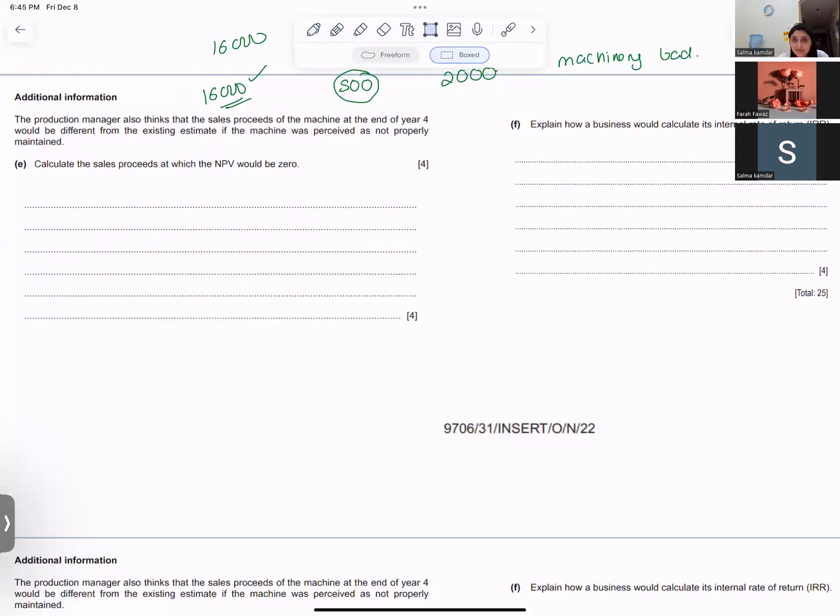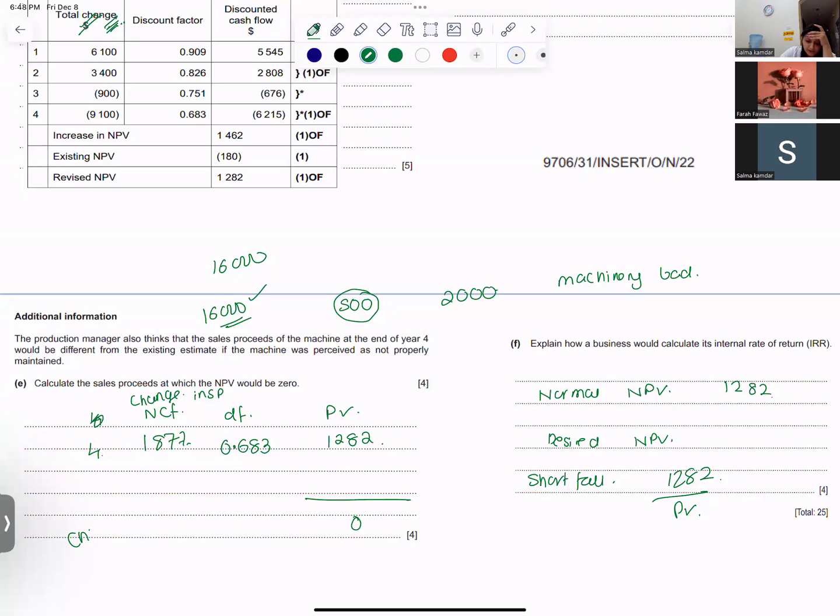One minute, okay? So we are here on the change, right? Are you there with me? Yes. So we are in the change in the net cash flow. This is your discount factor and this is your present value of your future inflow. So this is your normal NPV. Are you with me? What is your shortfall? Your shortfall is 1282. Shortfall divided by the discount factor, you will get the change in the sales proceeds.